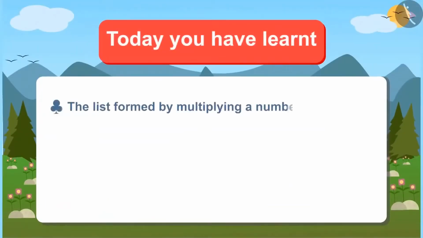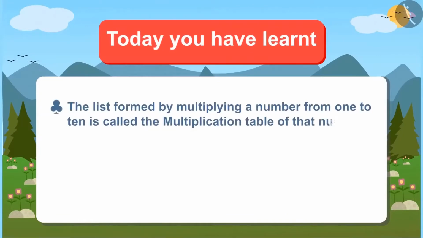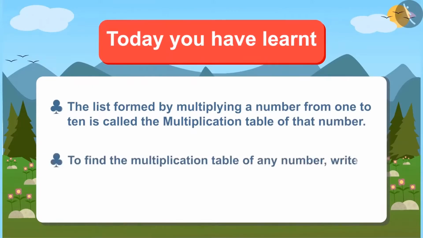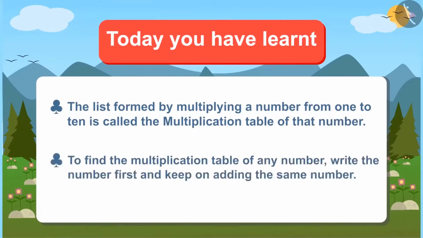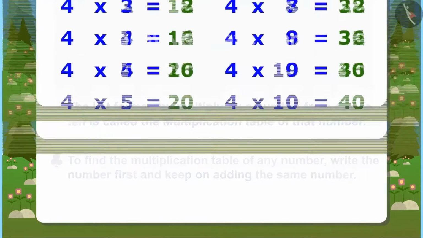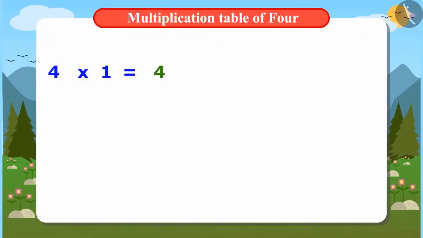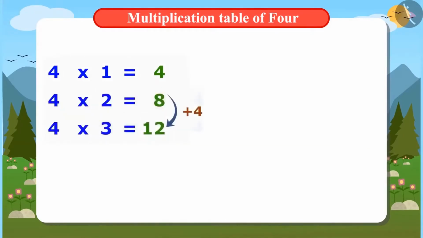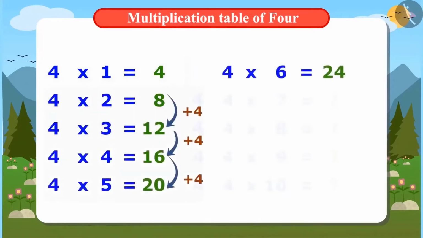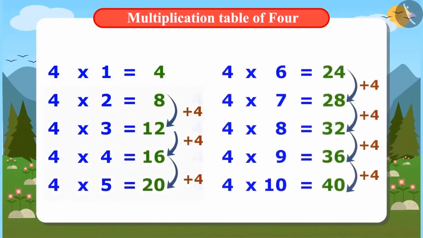Today you have learned that the list formed by multiplying a number from 1 to 10 is called the multiplication table of that number. And to find the multiplication table of any number, write the number first and keep on adding the same number. For example, to find the multiplication table of 4, write 4 first and add 4 to it. Add 4 again to the result. Keep doing this till you get the whole multiplication table.